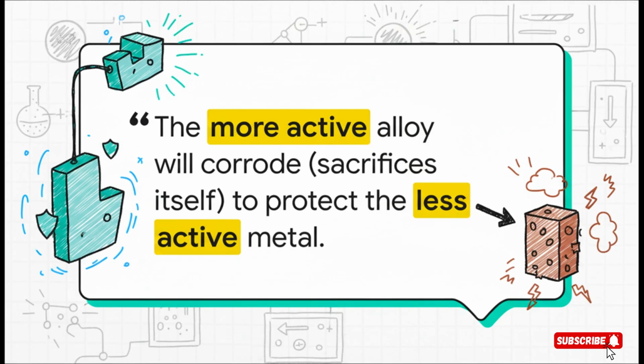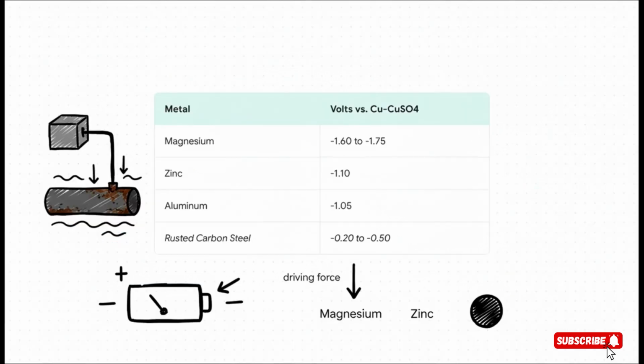The other one becomes the cathode and gets protected. We are literally building a corrosion cell on purpose just to make sure our valuable asset is the part that gets protected. Now, this table, this is where the engineering really starts. It's how we pick the right tool for the job.